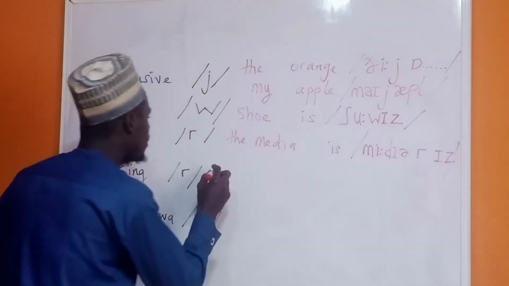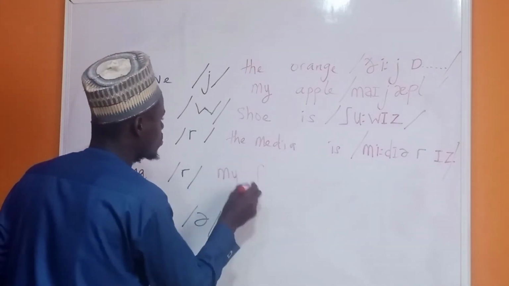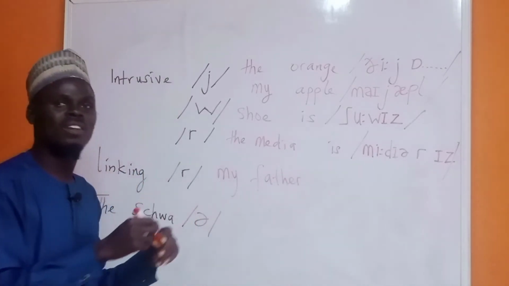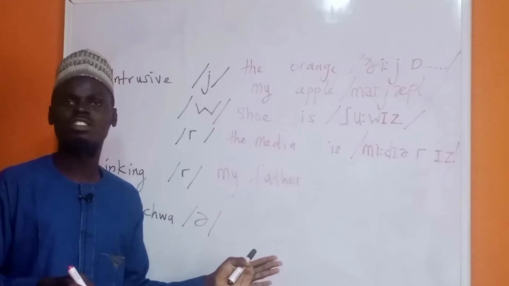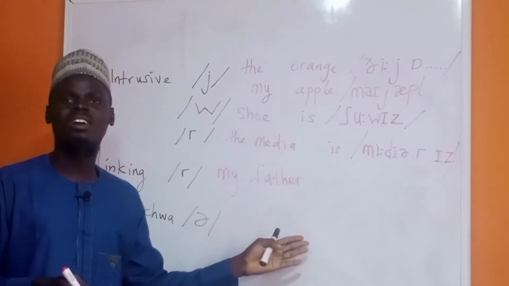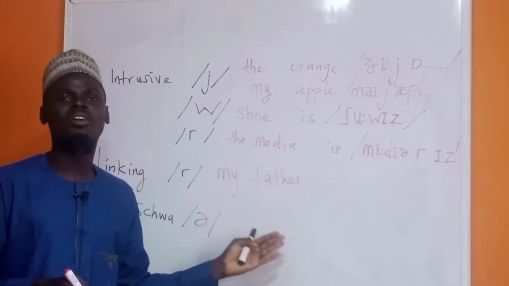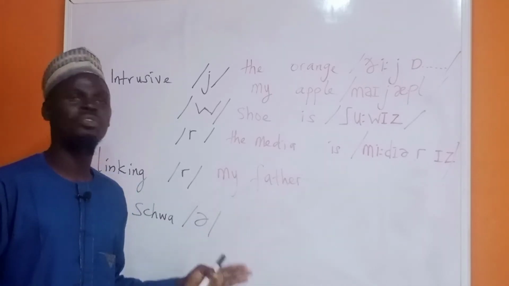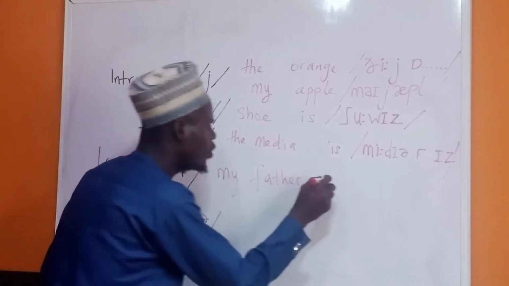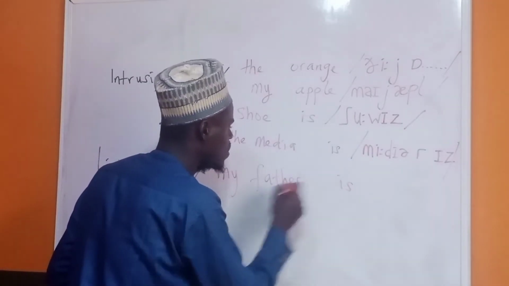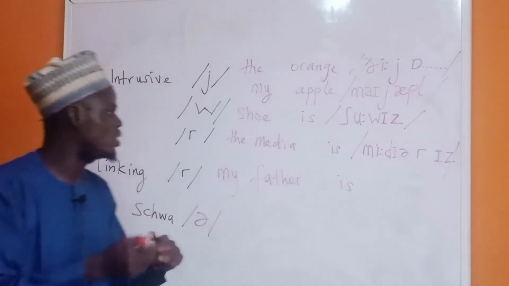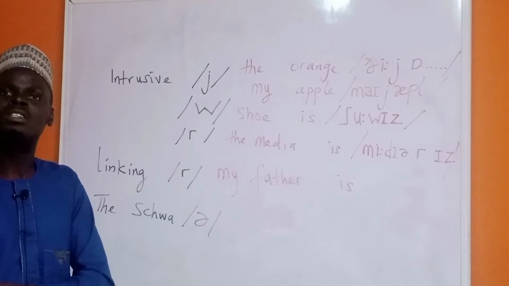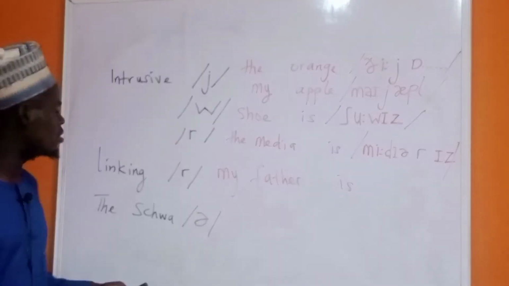For example, my father, there is an R. In British English, you say my father, my father. Unlike in American English, where you say my father, my father. Now we are talking of British English. We say my father, father. This, when followed by a vowel, is. You now link them together with this linking rule. You say, my father is coming today. My father is coming today.